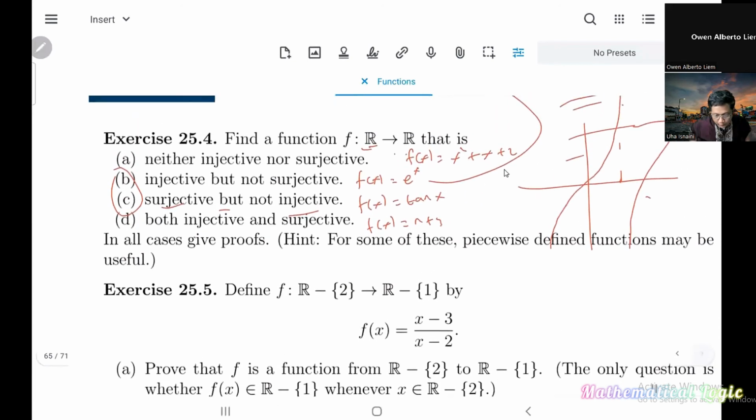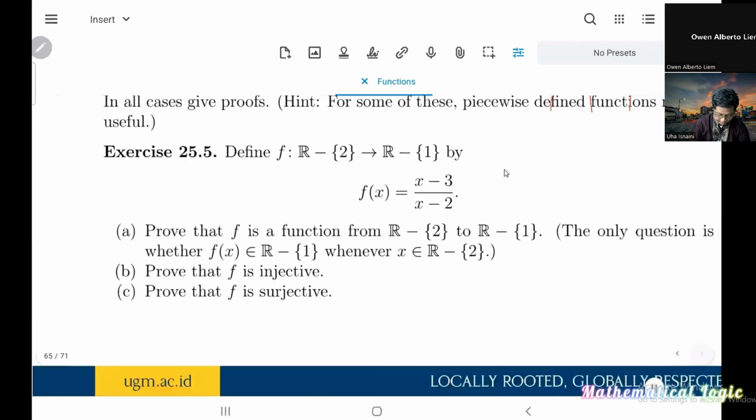Any question maybe for 25.4? Okay, no question. Are you sure? Yeah. Okay. Okay. Hopefully that's clear.